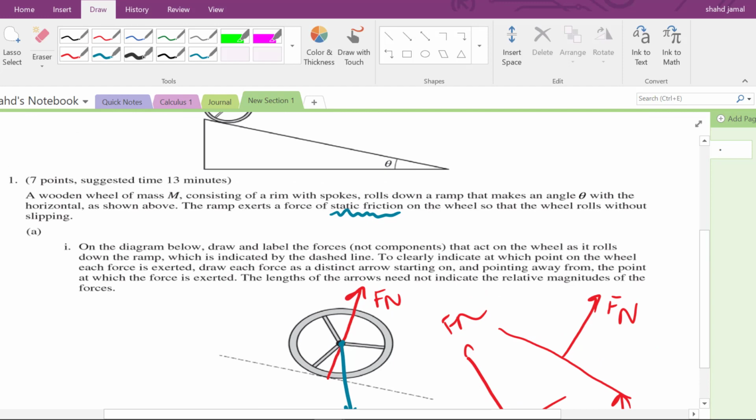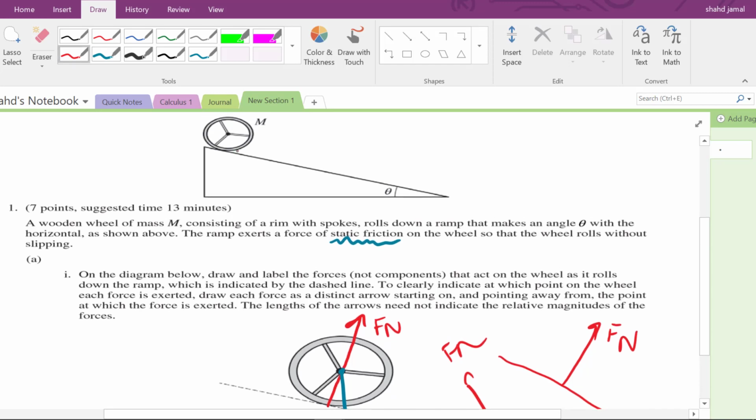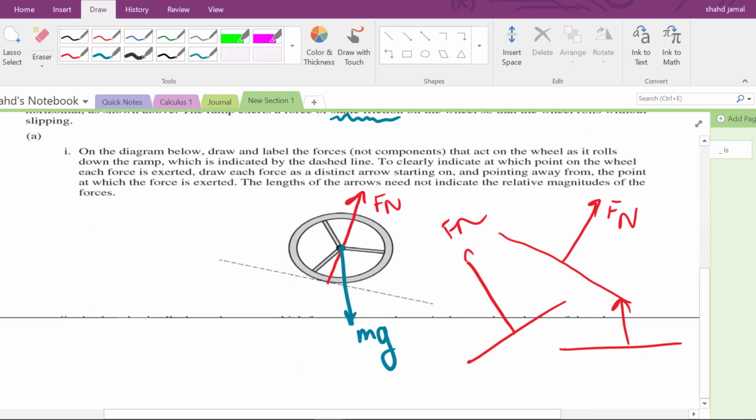And then they told you that there's static friction, which is going to oppose the motion of the wheel, which is rolling down this ramp. So this is the motion of the wheel, so the friction must act in the opposite direction. And the friction is exerted on the part which is in contact with the surface. So this is where you should draw your F friction. Exactly like that. So Fn is from the surface, perpendicular, upwards. Mg is from the center of mass and going downwards. And F friction is from the wheel itself, the part in contact with the surface. And this friction is static, by the way, pointing in the opposite direction of the wheel's motion. When you're done with this, you'd be done with part A I.